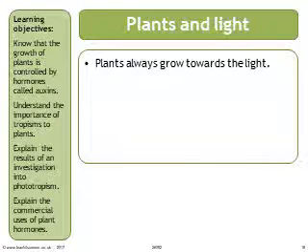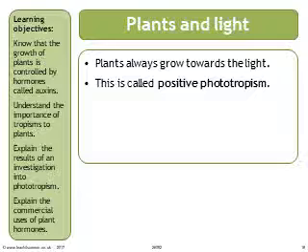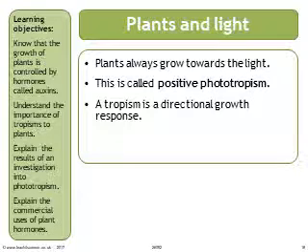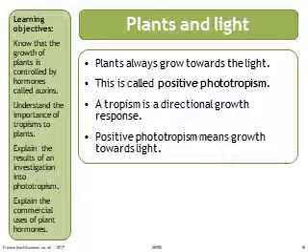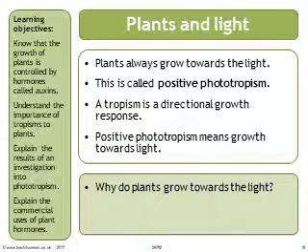So with regards to plants, you should remember they always grow towards the light. Growing towards the light is positive phototropism. Can you remember what we call plants that grow away from the light? A tropism is a directional growth response. So positive means it grows towards the light. So why do plants grow towards the light? What is the purpose?